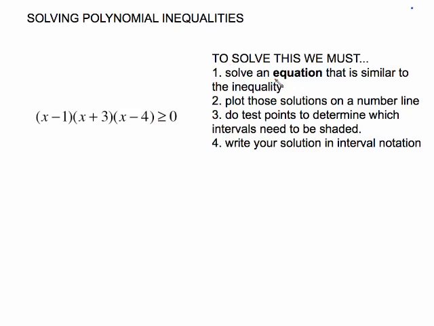You're going to solve an equation that's similar to the inequality. So we're going to replace this inequality sign with an equal sign. Then we're going to take the solutions and plot them on a number line. Then we're going to have to do the test points and decide what intervals need to be shaded. And then we write our solution in interval notation.